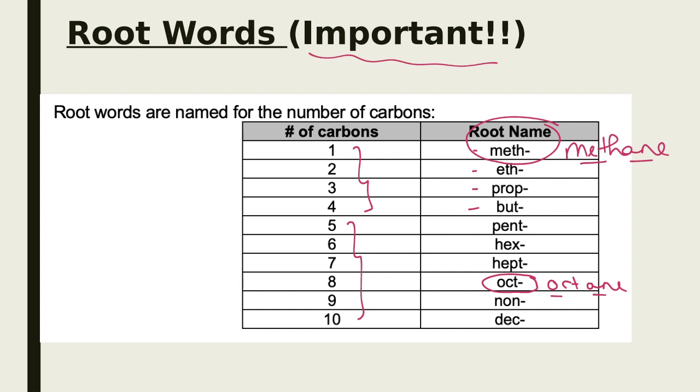Sometimes the first 4 are a little harder to remember simply because the root names are different. We aren't normally used to them. So sometimes we think of a little phrase like monkeys eat peeled bananas to help us remember: M is meth, E is eth, P is prop, B is but.